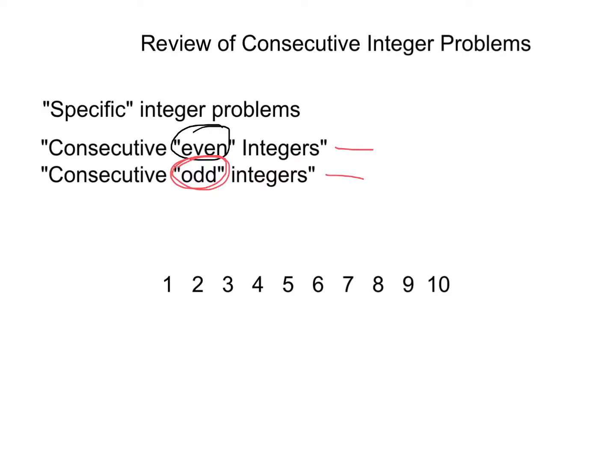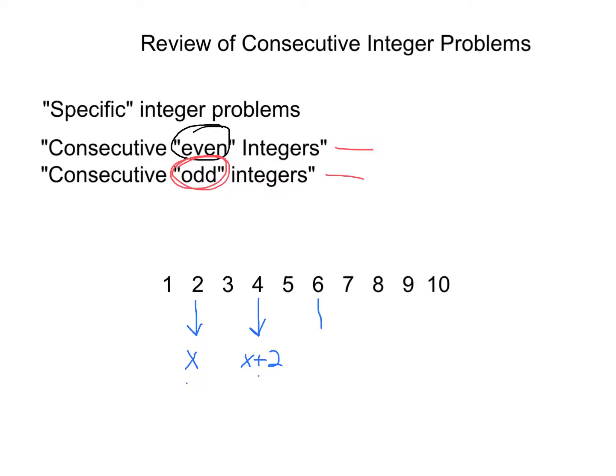Now let's start off with the consecutive even integers. Let's start with 2, and we're going to make that x. Now we want to get to the next consecutive even integer, which would be 4, right? We need to get there using addition. So how do I get from 2 to 4 using addition? We would say x plus 2, right?